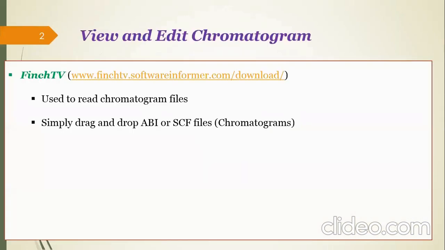First of all, there is a tool to view and edit a chromatogram. What is actually a chromatogram? When we do sequencing in sequencers, we get a sequence like A, T, G, T, C, G, T, A, from the sequencing. So this is actually how we get the sequence.